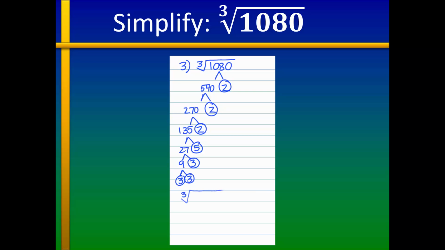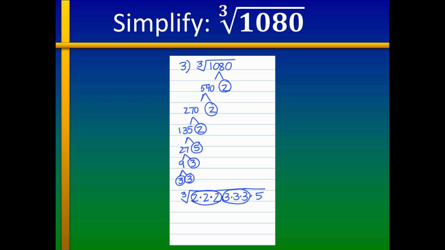So let's go ahead and rewrite this. We have the cube root of, we're going to put this in numerical order. I see 3 2's, I see 3 3's, and I see a 5. And notice our index here is 3. We're looking for sets of 3. So here's a set of 3.